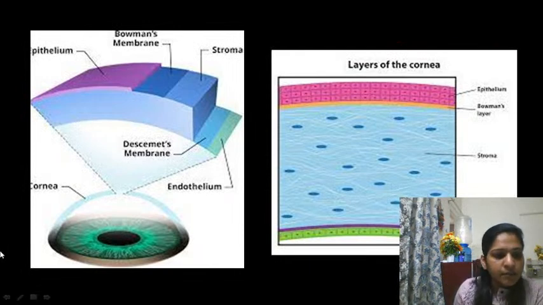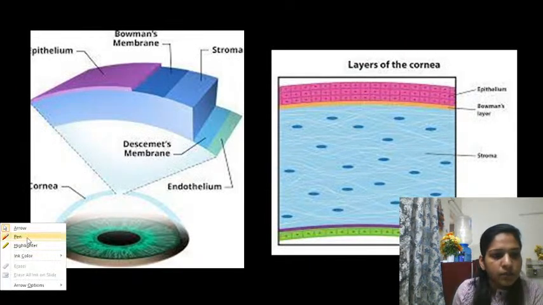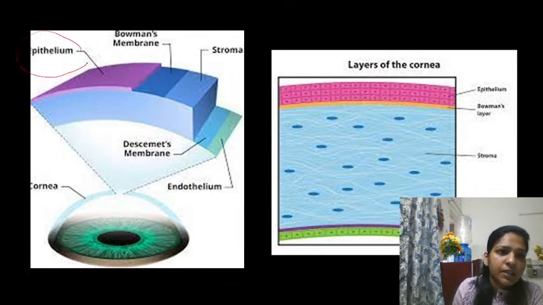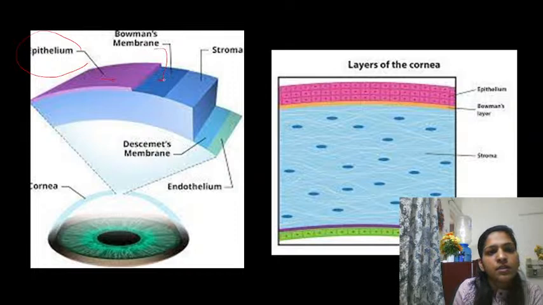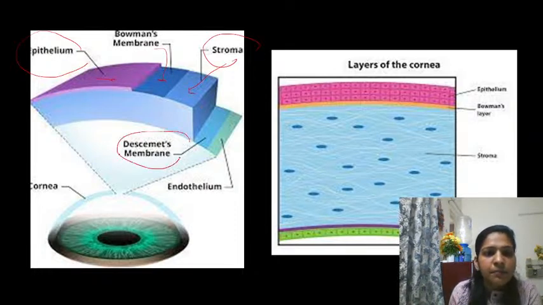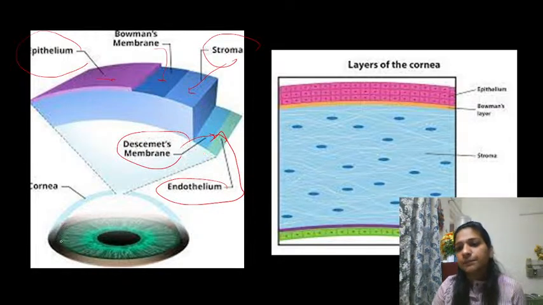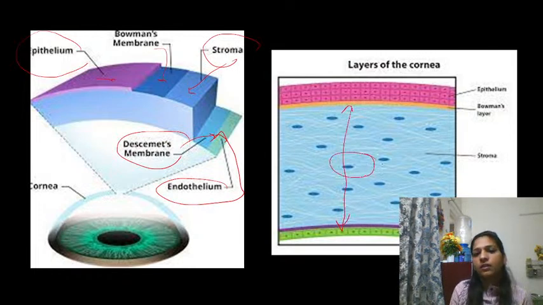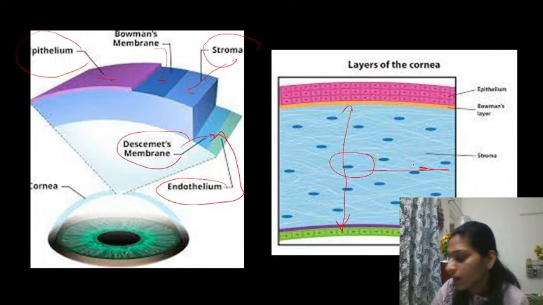So in this diagram here you can see the 5 layers of the cornea. This is epithelium, outermost layer. This is the Bowman's, second layer. Stroma, third layer. Descemet membrane, the 4th layer, and endothelium, the 5th layer. Stroma is the thickest layer of the cornea, right?